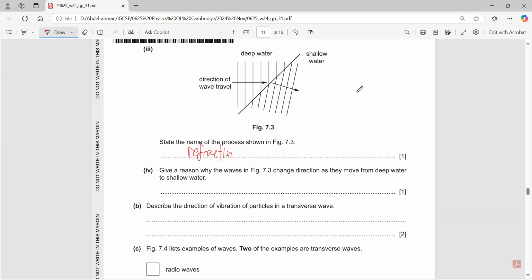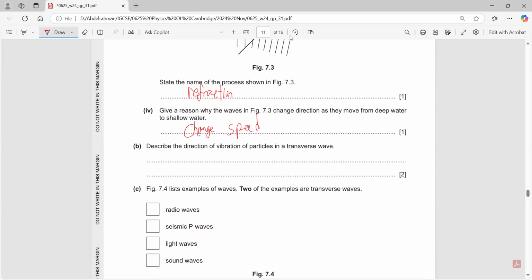Give a reason why the waves in 7.3 in the refraction change direction as they move from deep to shallow water. Why do they refract? Because they change their speed. Speed decreases. Yes, that is correct.